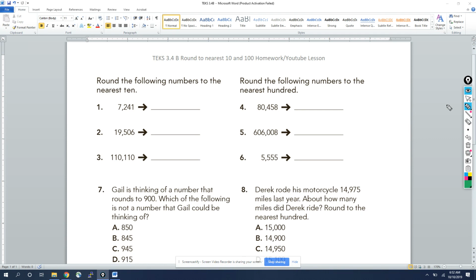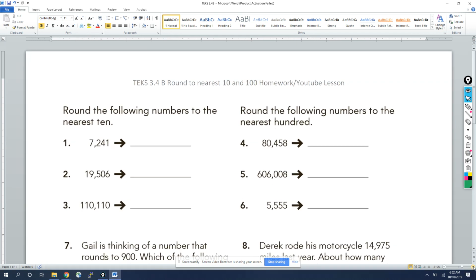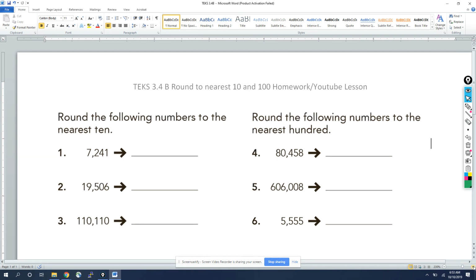So first of all, we practice rounding to the nearest 10. Remember, when we round, we pay attention to the place value, and then we look at the next number. If the number is 5 or more, we add 1 to the place value being rounded. If it's 4 or less, we let it rest. It means we don't touch anything. All right, let's go ahead and practice.